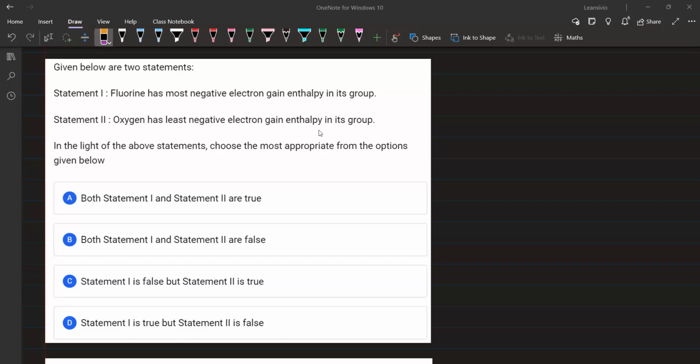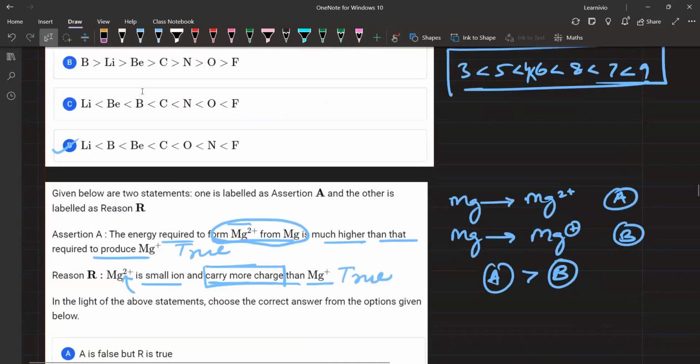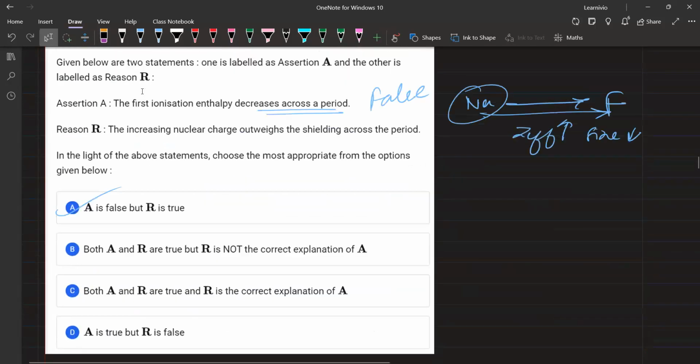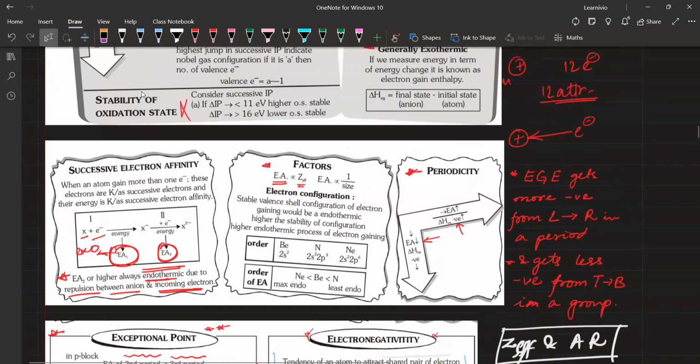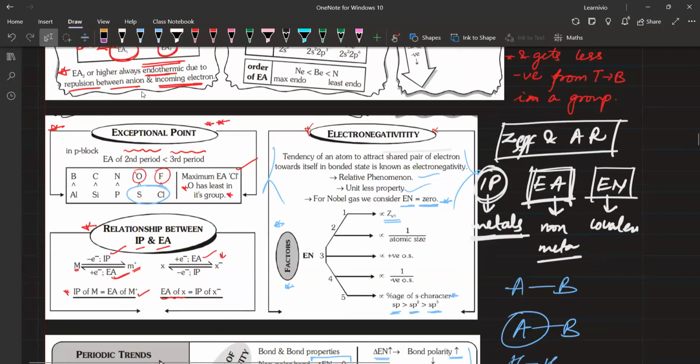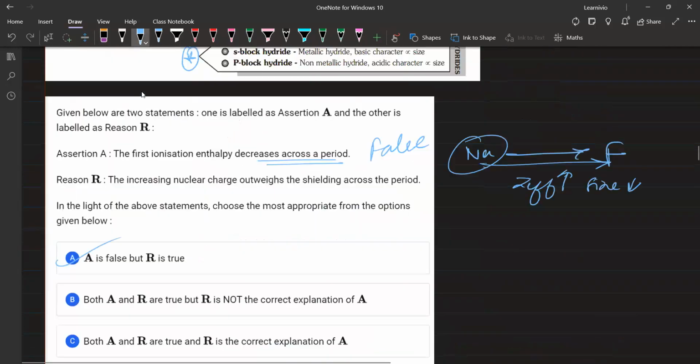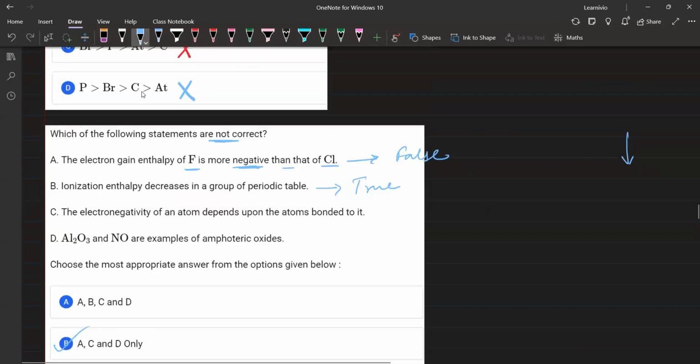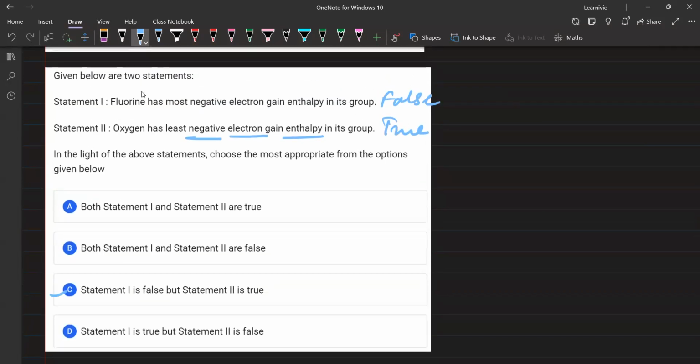So let's see. Fluorine has the most negative electron gain enthalpy. No, false. Chlorine has the most negative. Oxygen has the least negative electron gain enthalpy in its group. This is true, okay? I think this line is already there, isn't it? What we were writing. Oxygen has the least in its group, we have written that also. It has the least negative in its group. So statement 1 is false, but statement 2 is true, so option C is correct.